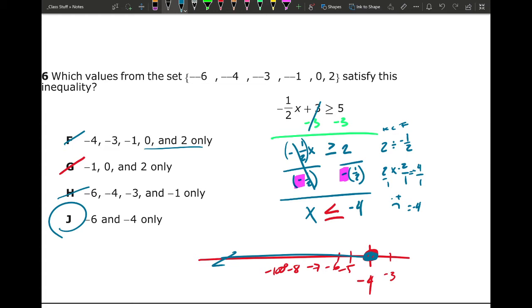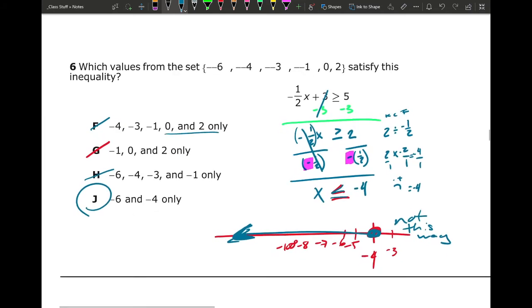Because the negative 3 is behind or is before the negative 4, right? It's going in the opposite direction to what the arrow is pointing to. The arrow is pointing this way, not this way. So that's how you solve an inequality.